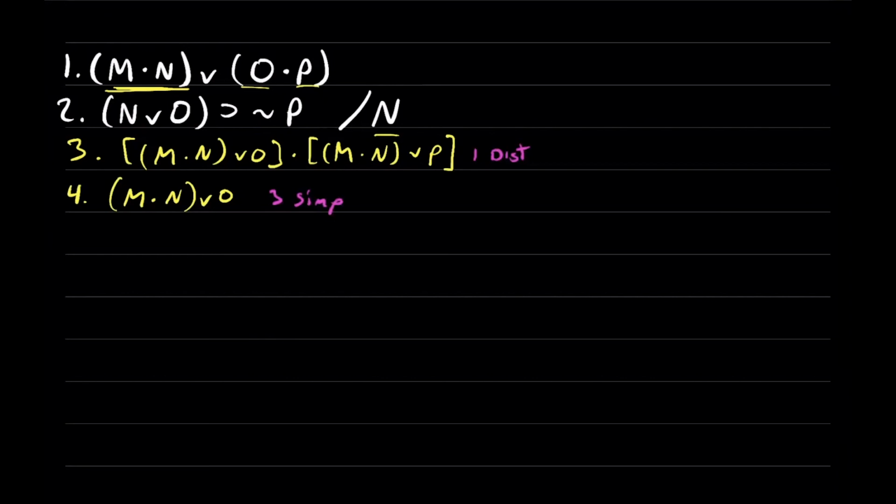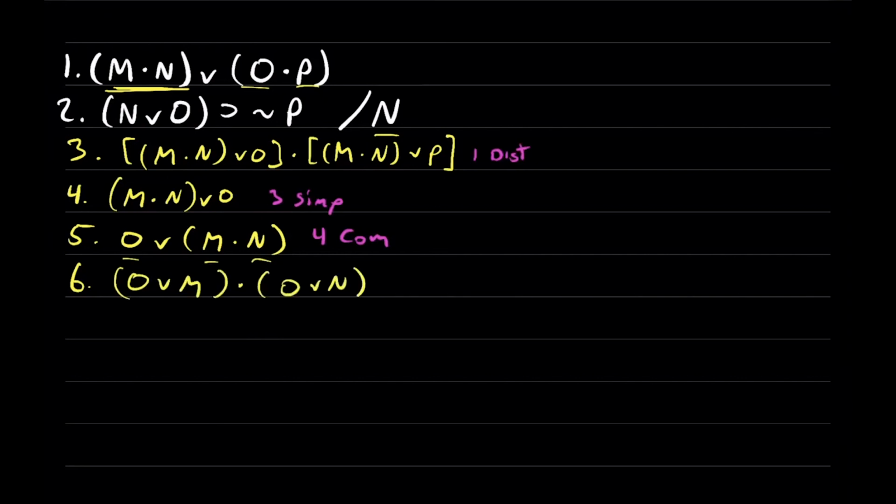Okay, this is pretty handy because this is starting to look like another distribution step. But we need to get that O on the left side. So let's do that. O or M and N. Just reversing the order of that disjunction on line 4. Line 4 by commutativity. So we can do distribution. And if we do distribution again on line 5, distributing this O to both of these terms, M and N, we're going to get O or M and O or N. And that's going to follow now from line 5 by distribution.